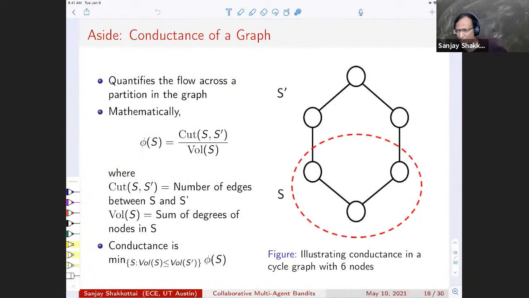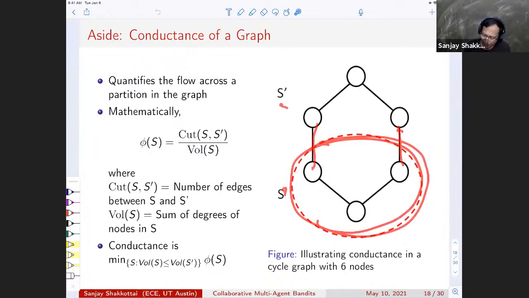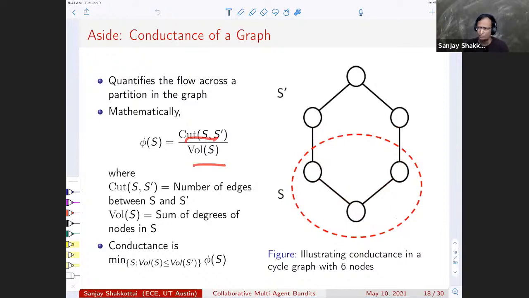So let's see what we can say theoretically for this kind of algorithm. We need the notion of the conductance of a graph, meaning you want to quantify the flow across a partition in this graph. If you look at this ring graph, the conductance is defined as follows. If you take any particular set of nodes S, look at how many edges go across, that's called the cut from S to S complement, and look at the volume of S, which is the sum of all the degrees, or how many edge tips are in there. There are these six edges. So conductance is just cut by volume. It measures how easy it is to flow from one set to another. That's roughly what this is quantifying.